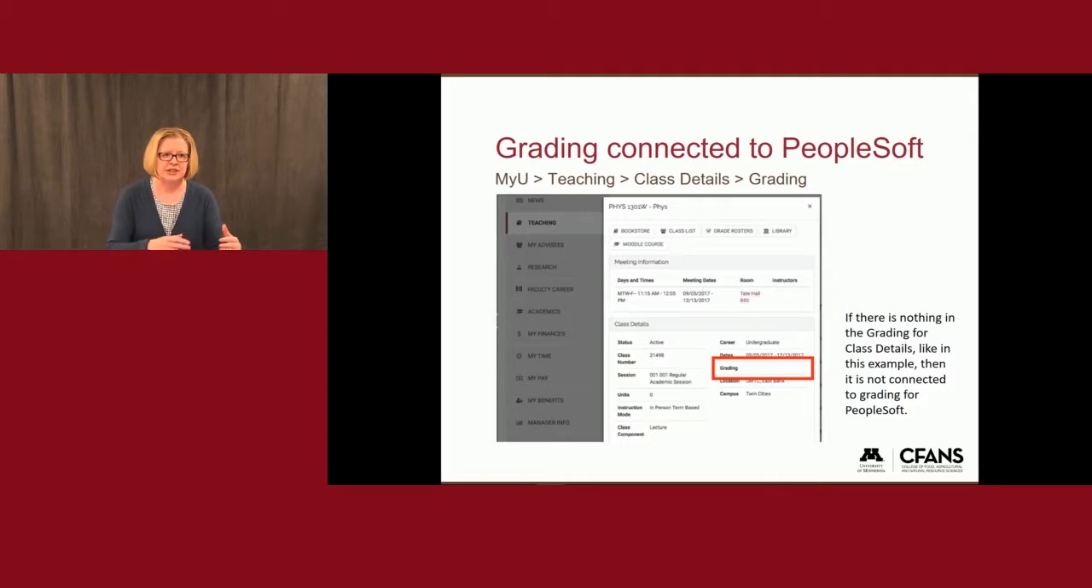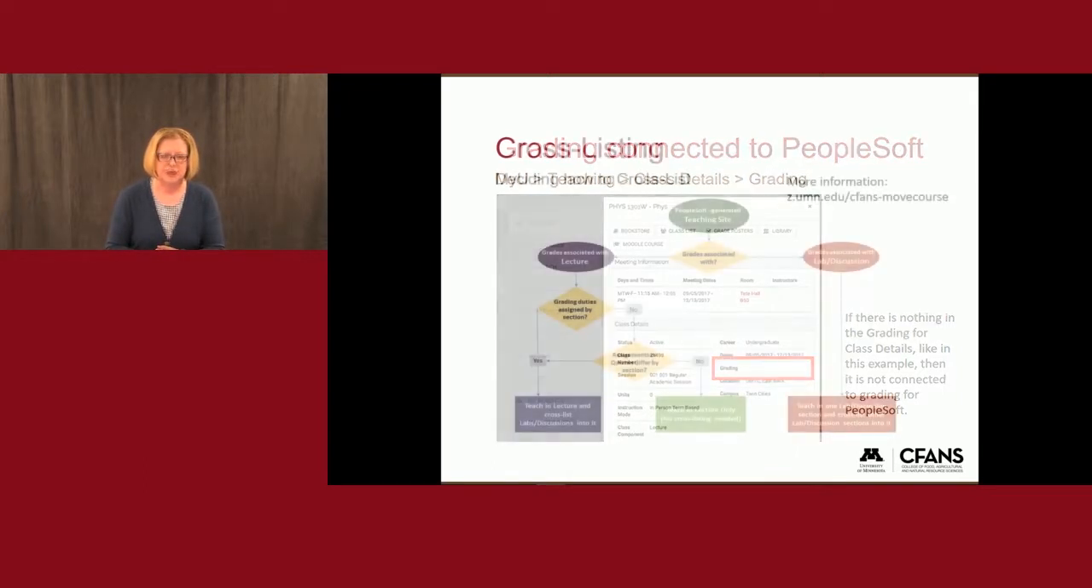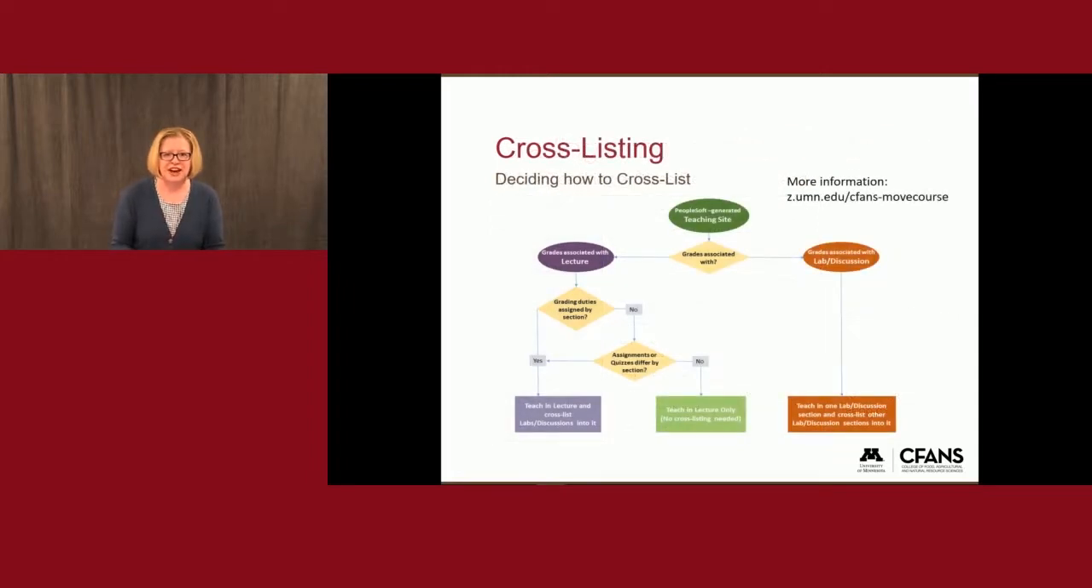So many times either the lab or the lectures will be connected to the grades. So you'll want to use one or the other. So once you've identified that either the lecture or the lab or discussion sections are connected to grades, then you can determine if you need to cross-list or not by looking at this decision tree.